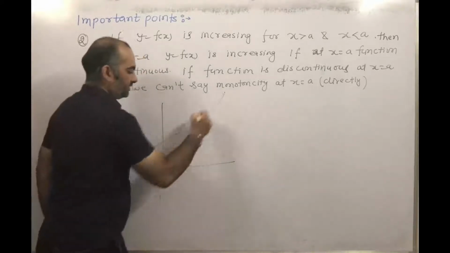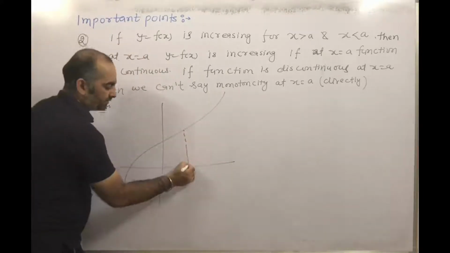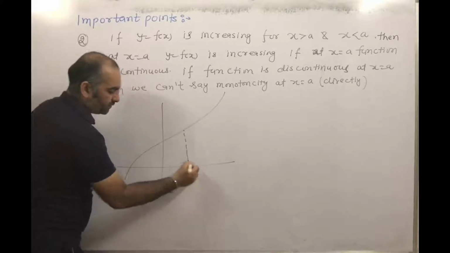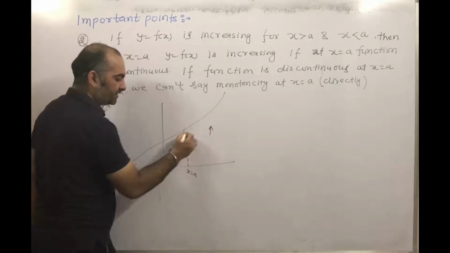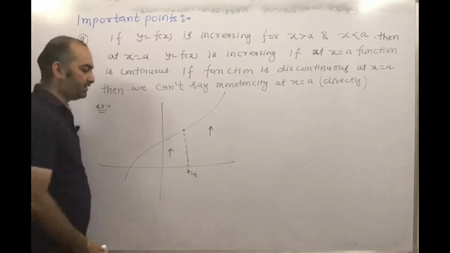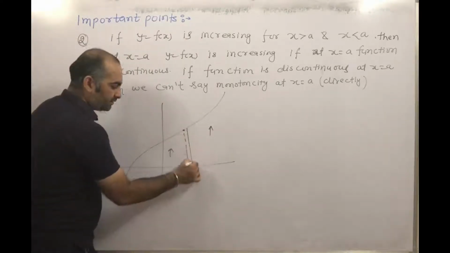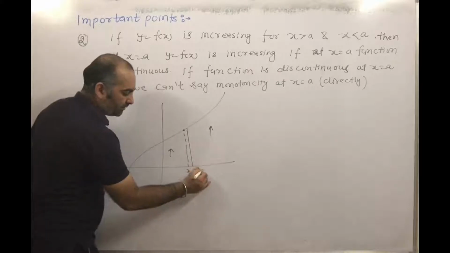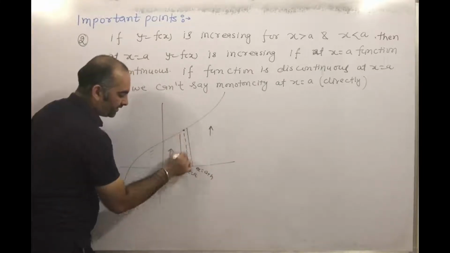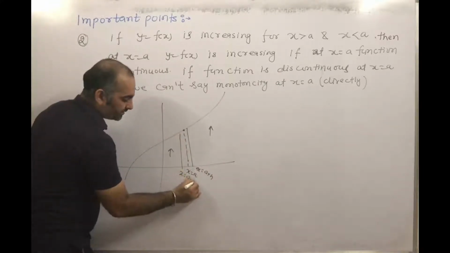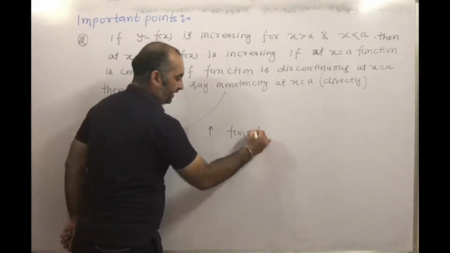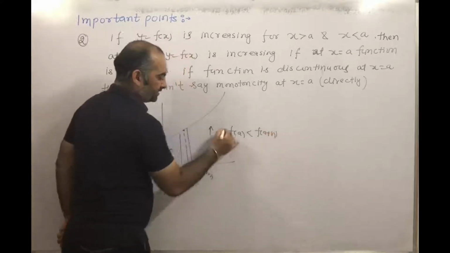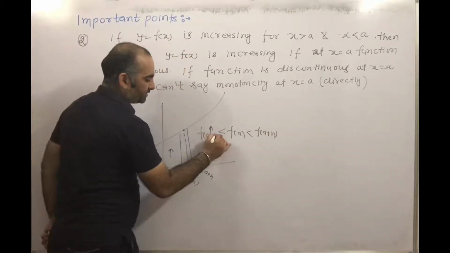So one function is this one. So if I take this is x equal to a. So if we take x less than a, increasing, x greater than a, increasing, and function is continuous, so at this point also it is increasing only. So you can check ahead, this is x equal to a plus h, and here you are taking x equal to a minus h, and function value if you check, f of a is less than f of a plus h, and this is greater than f of a minus h.